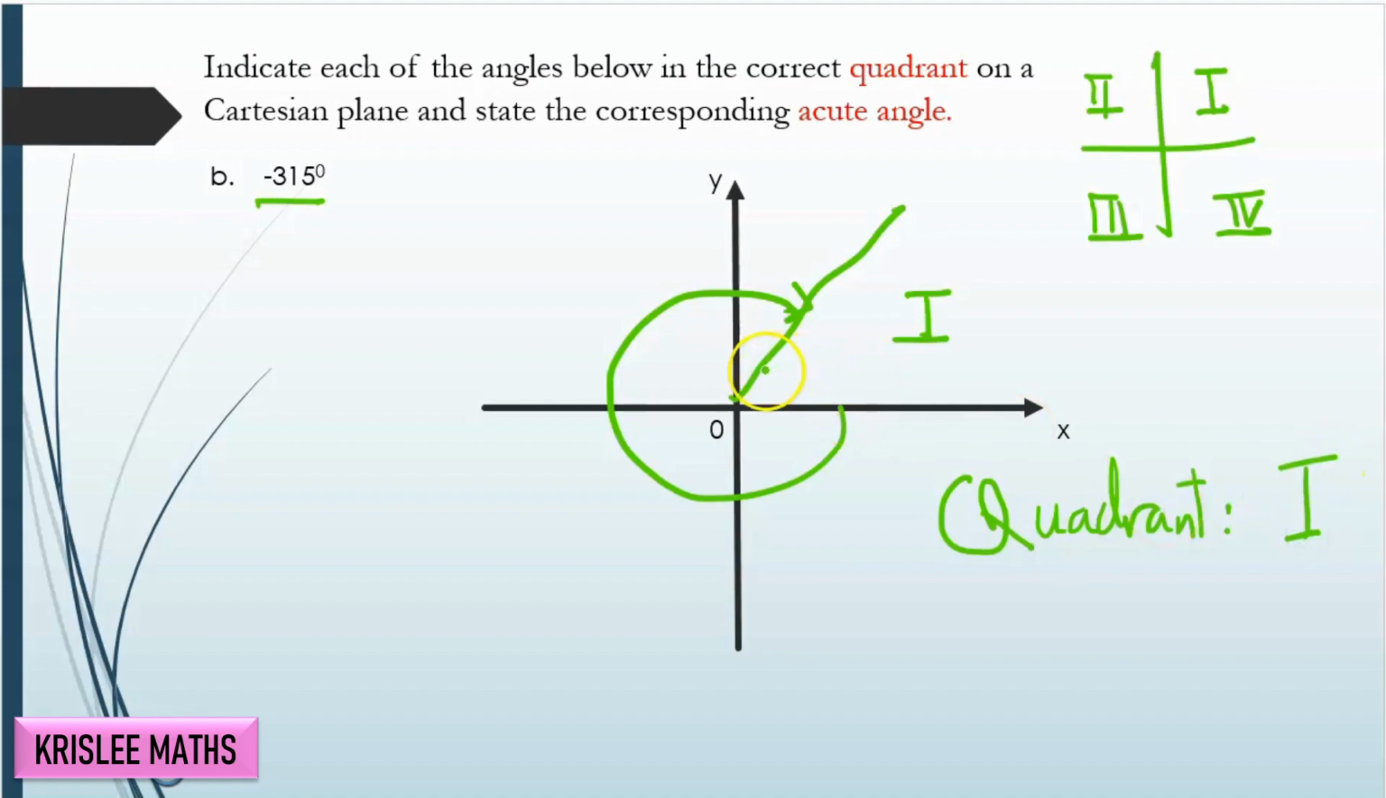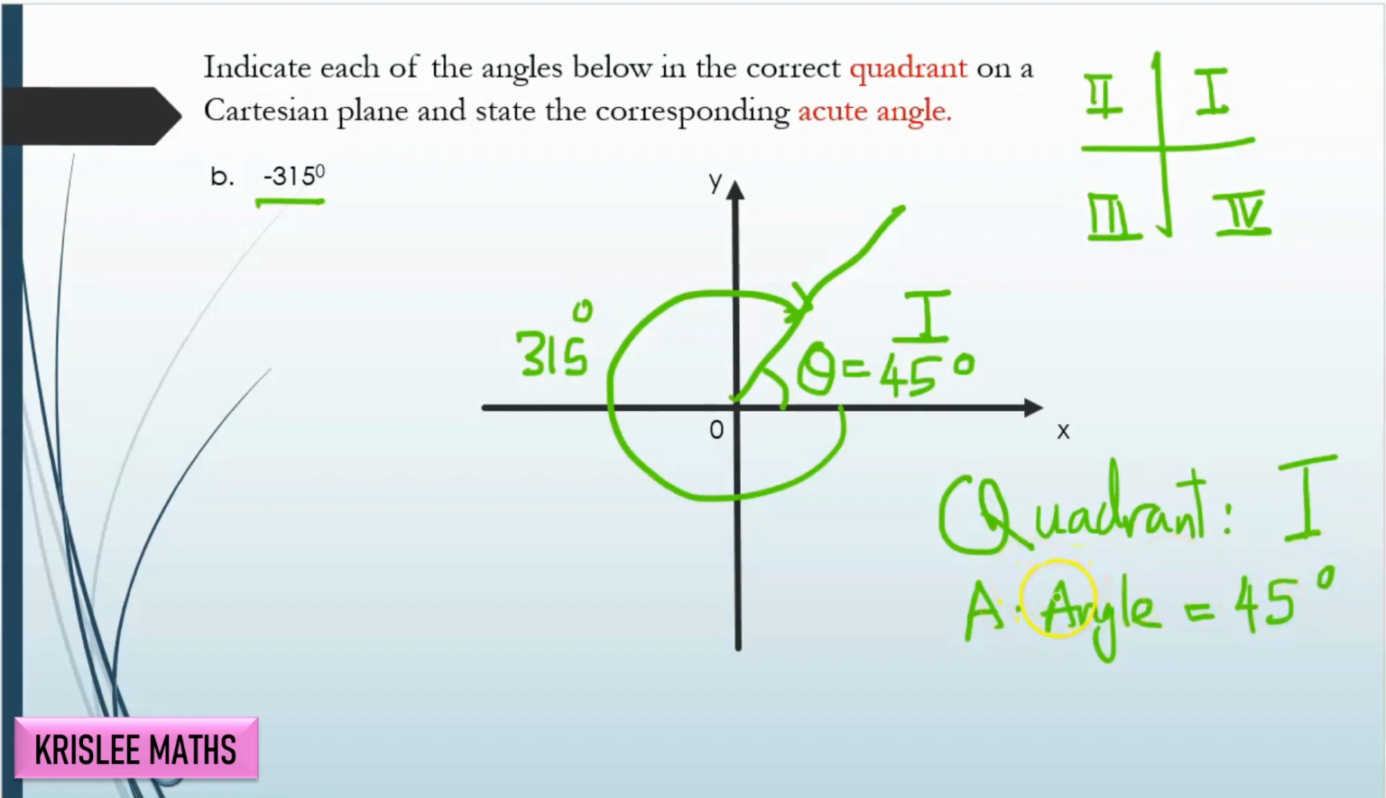And the acute angle. So if you still remember the butterfly, so the acute angle will be, okay, so here it is 315, therefore your acute angle will be 45 degree. So acute angle equals 45 degree.